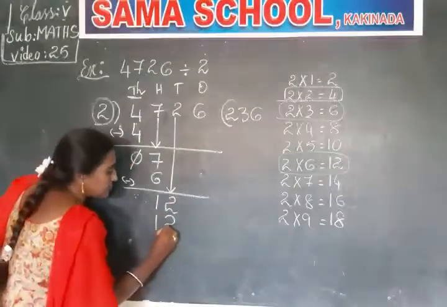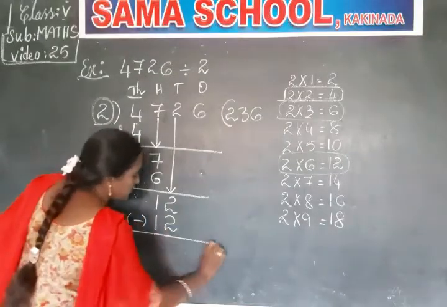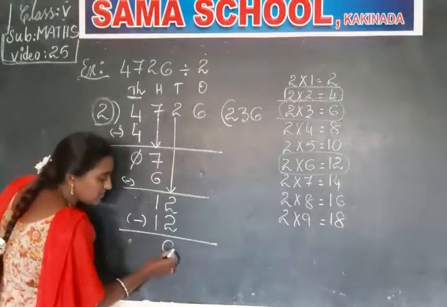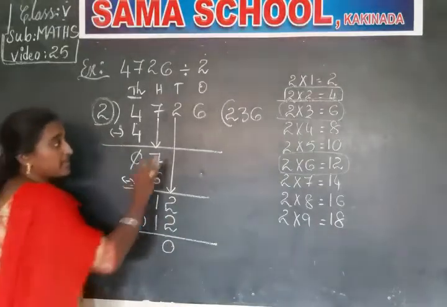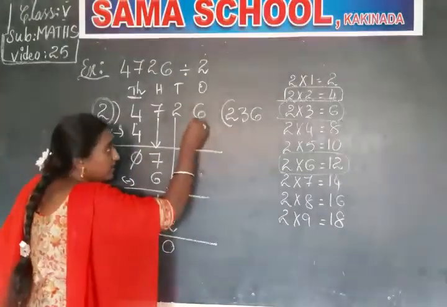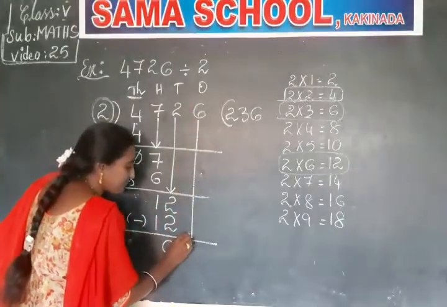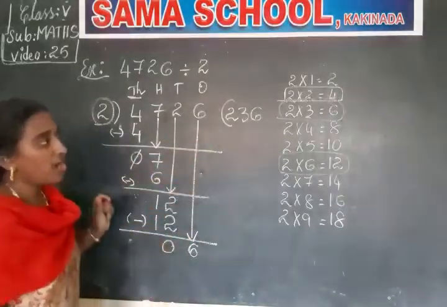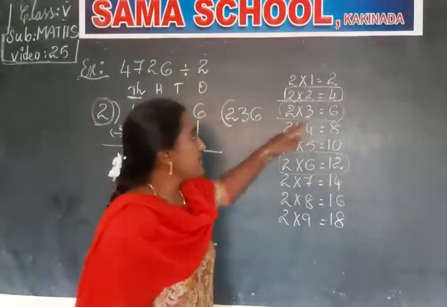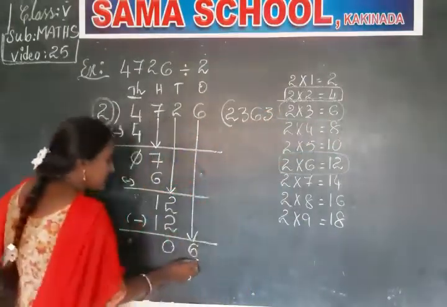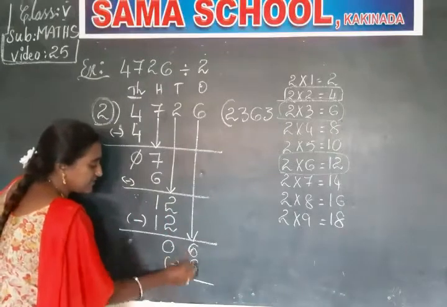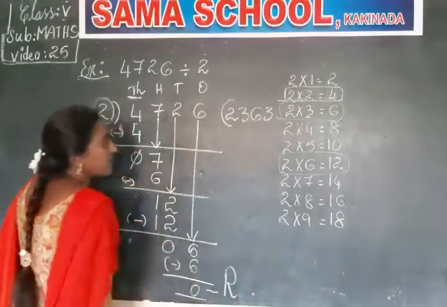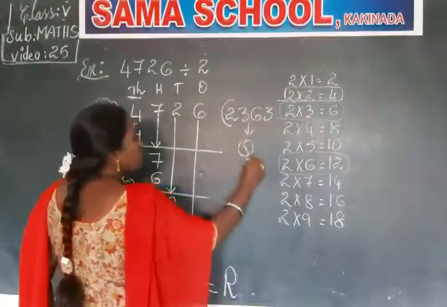So take 12. We have to do the subtraction. 2 minus 2, 0. 1 minus 1, 0. Or otherwise 12 minus 12 is also 0. Division is not completed. Still we have the ones place result. Okay. Now bring down 6. Is 6 there in the 2 table? How many times? Yes, 3 times. Again take 3 here and take 6. Subtraction: 6 minus 6, 0. What is this 0 known as? This is called the remainder, and this number is the quotient.